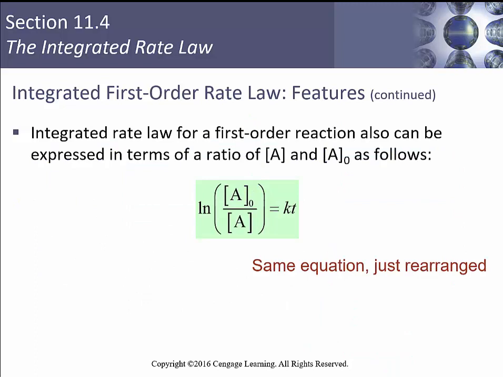So the integrated rate law for a first order reaction can also be expressed in terms of the ratio of A relative to its initial concentration. Right, so you could say that the natural log of our initial concentration divided by our target concentration at time t is just going to be equal to kt. And it's the same equation, we're just rearranging it.